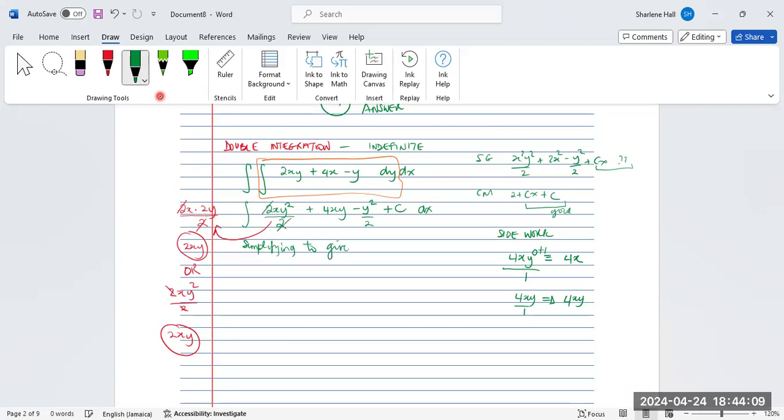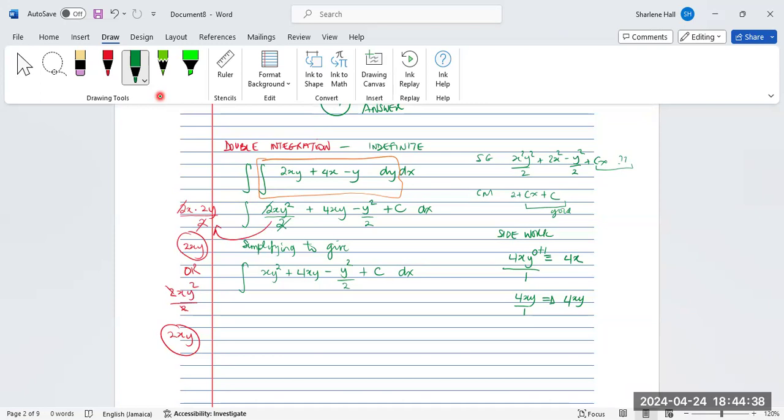That cancels that. So it's going to be xy squared plus 4xy minus y squared over 2 plus c dx. I'm integrating with respect to x. Yeah, integrating with respect to x. So now, integrating with respect to x.